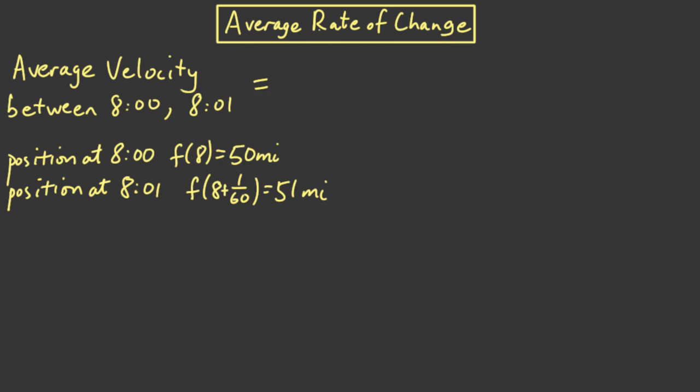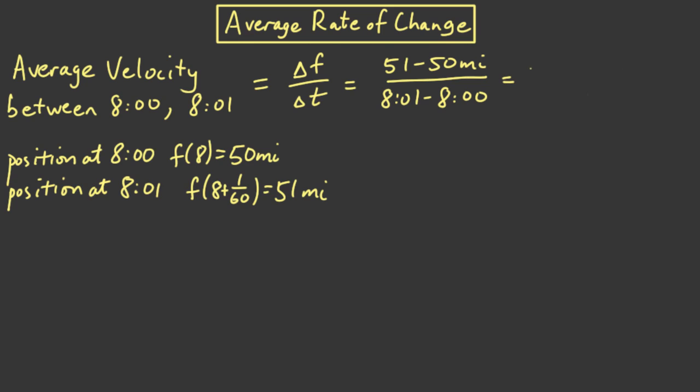So you need delta f, the change in position, divided by delta t, the change in time. And if you did that, then on the top you get 51 minus 50 miles. And on the bottom, we have the difference in time between 8:01 and 8 o'clock. And so we get 1 mile divided by 1 minute, or 1 mile per minute.